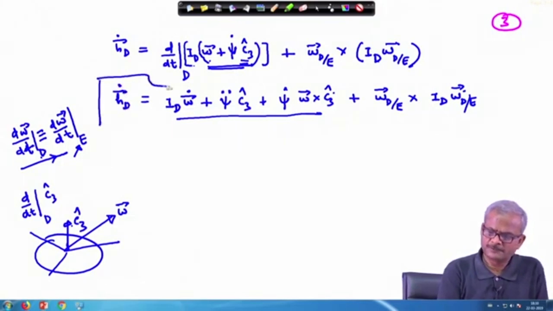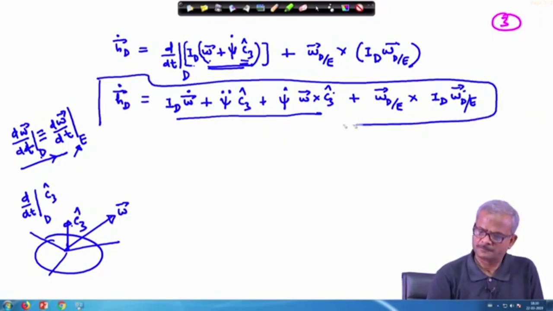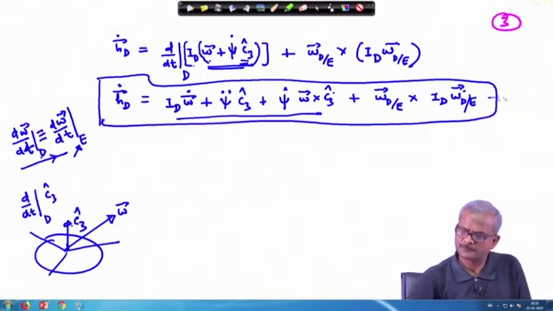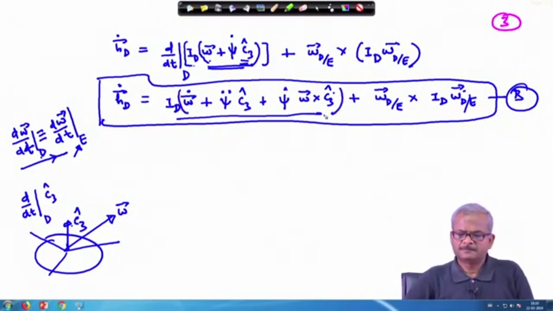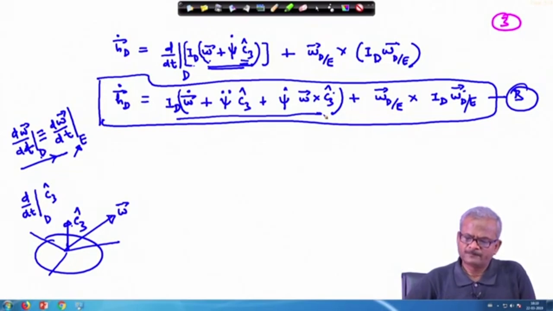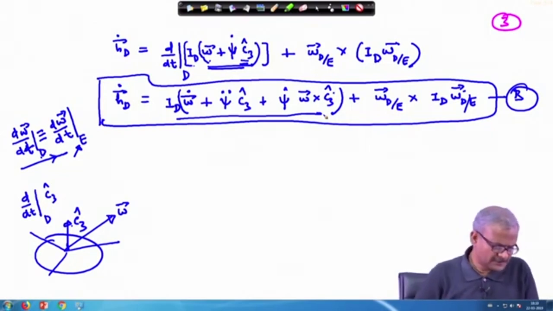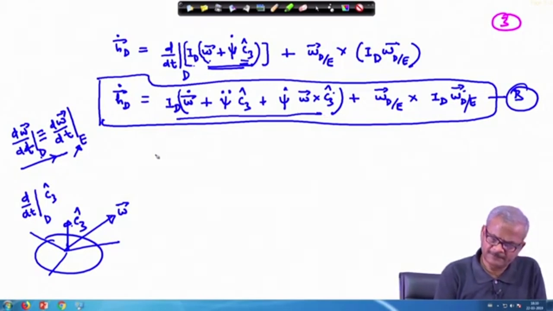So, this is your equation number B. And I d is common to all of them, so we can keep I d outside here. Okay, in the next step we have to take the f frame.